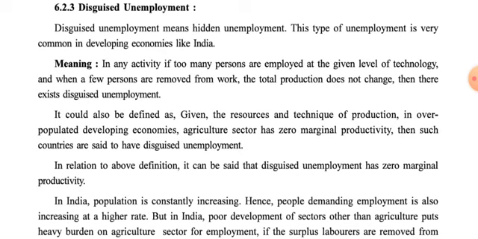And when a few persons are removed from work, the total production does not change. It means at a given level of technology, when we are employing too many persons in a particular task, and if we remove some or a few persons from the work, then also the total production does not change. That's why we can say that disguised unemployment means hidden unemployment, because here you cannot predict the exact necessity, or we can say the exact requirement of persons.